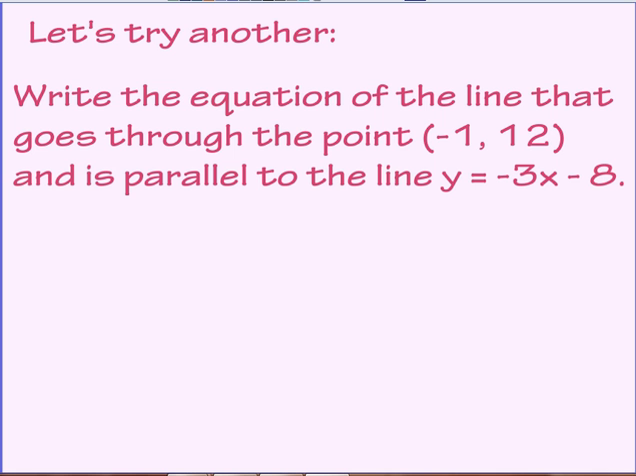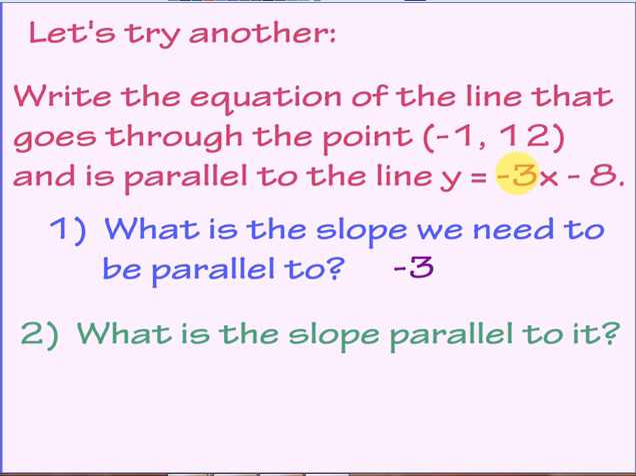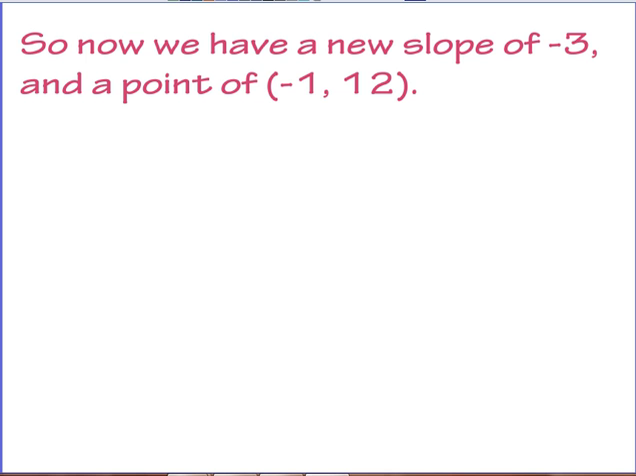Let's try another. Let's write the equation of the line that goes through the point (-1, 12) and is parallel to the line y equals -3x minus 8. What's the slope we need to be parallel to? Look for the slope in the equation. I need to be parallel to the slope -3. So what's the slope that's parallel to a negative 3? Negative 3 again. Parallel slopes are equal. So now I have a new slope of negative 3 and a point of (-1, 12). I have m, x, and y, so I can put that into slope-intercept form.